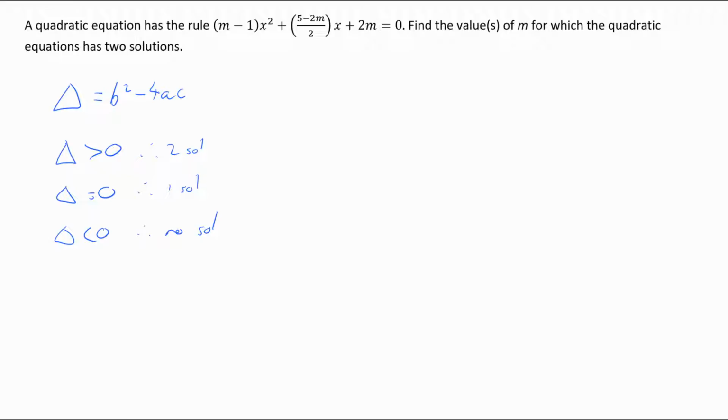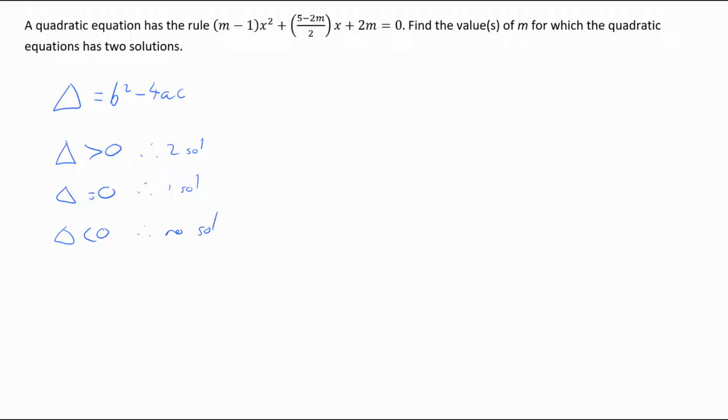All you have to do is identify the correct values for A, B, and C, plug them into this formula, see what values turn out. Now, in a question like this, where it actually wants you to find the values for which the quadratic has two solutions, basically what you're going to do is sub everything in, and then you want it to be greater than 0. So you're going to solve for M so that whatever expression you've got is greater than 0.